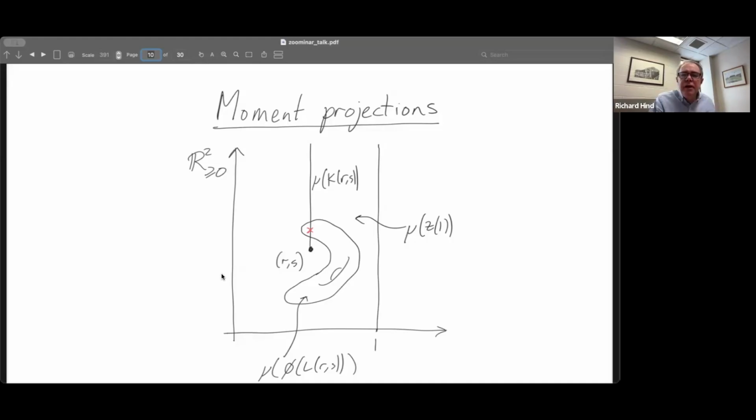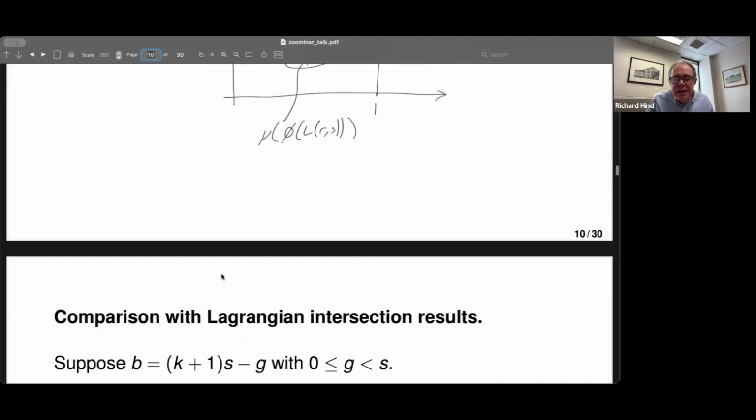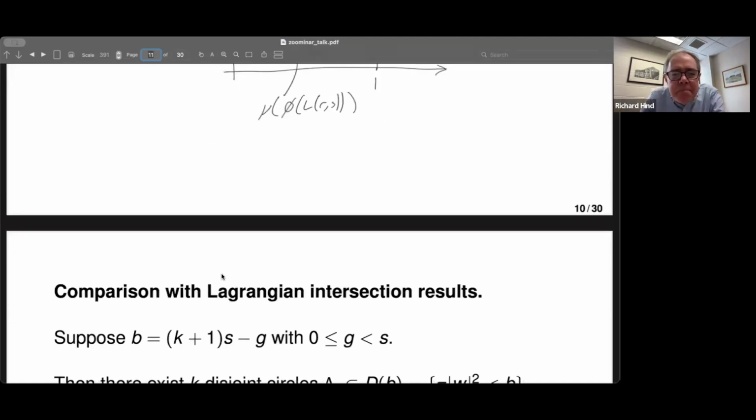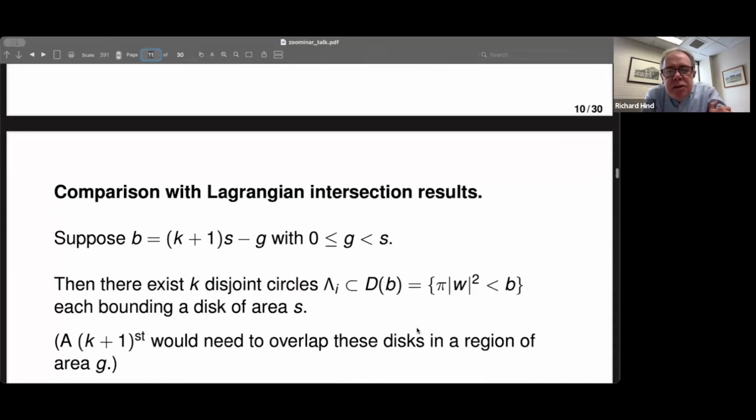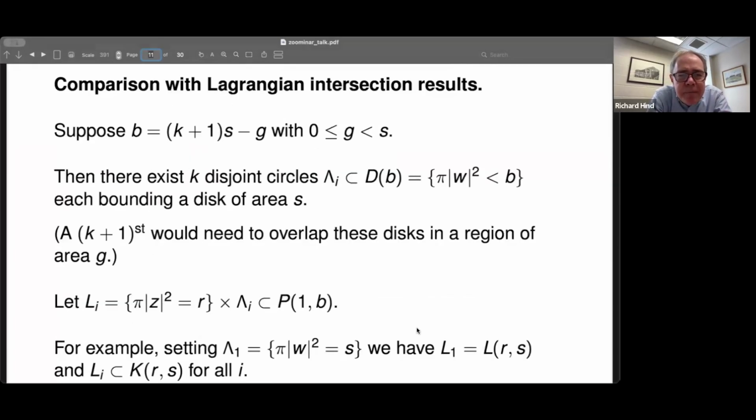All right, but nevertheless, you could ask if K could be replaced by something smaller, like maybe some family of Lagrangians in there. So I want to talk a little bit about that. I'm going to try and make that question a bit more precise. So we fix a number B.